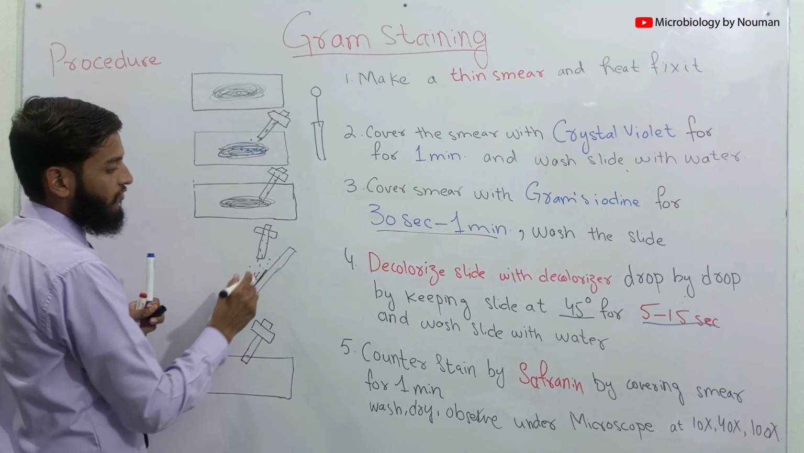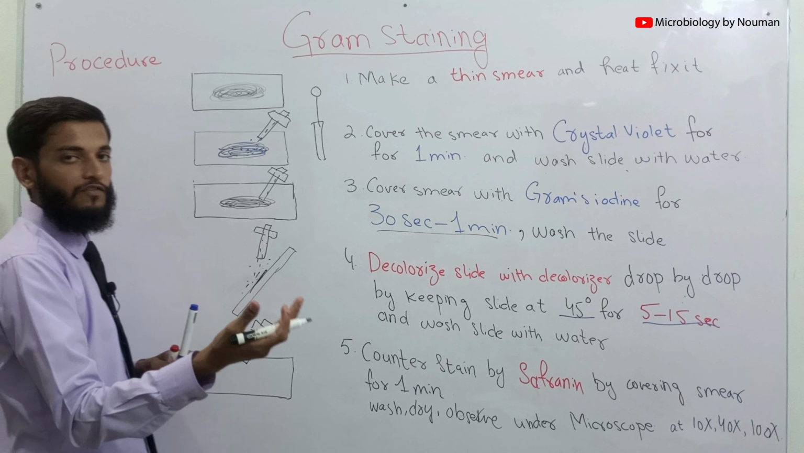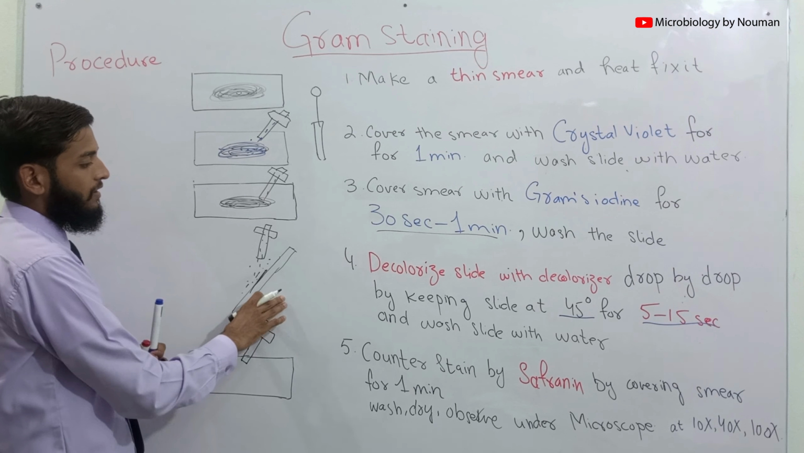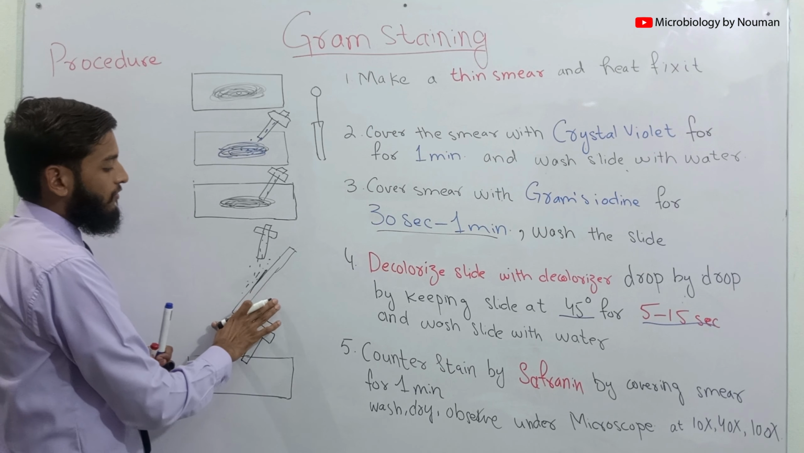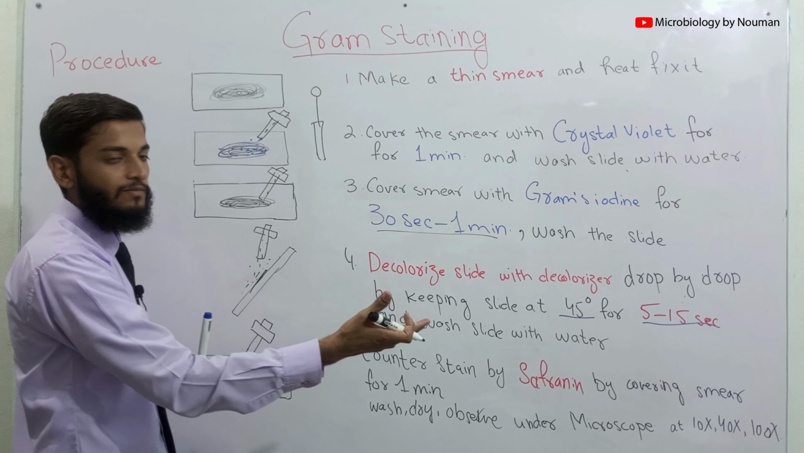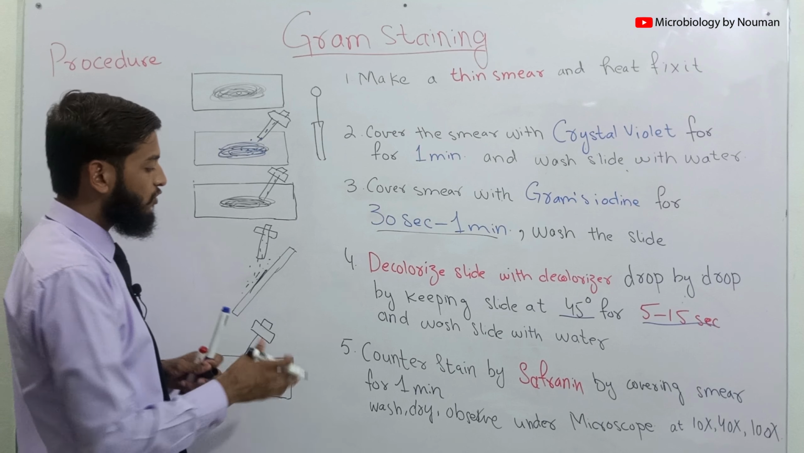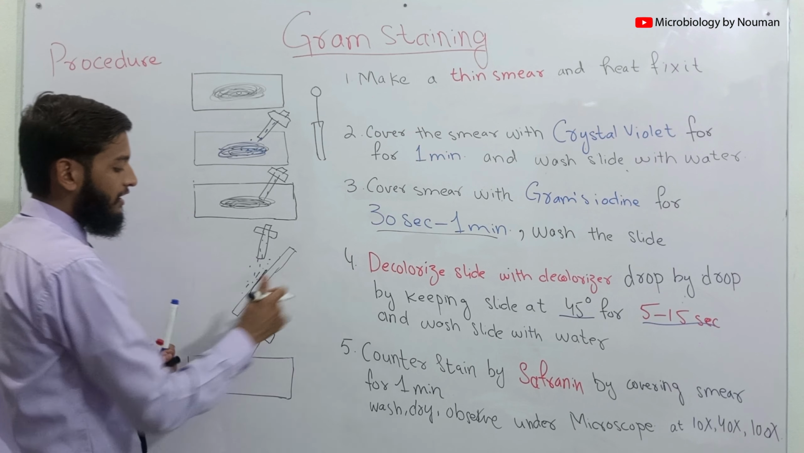This decolorizing solution of ethanol and acetone will decolorize this slide. After 5 to 15 seconds, we will wash our slide with clean water. The decolorization step is very important in a way that we will not decolorize our slide more than 15 seconds, because it may decolorize gram positive bacteria as well. So 5 to 15 seconds are enough for decolorization.